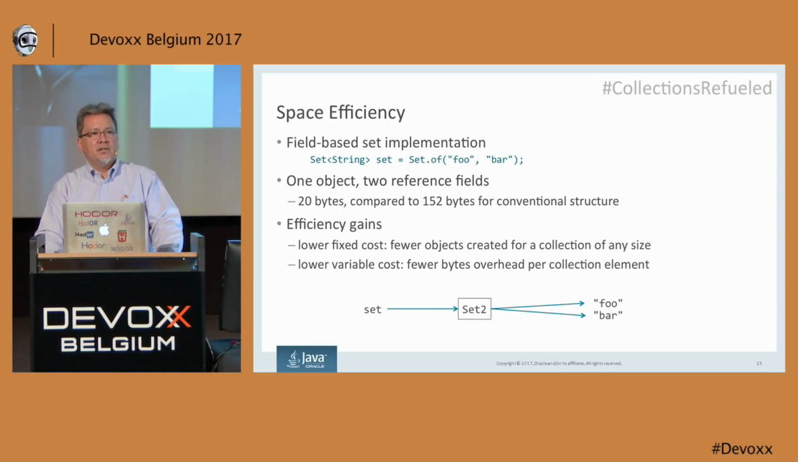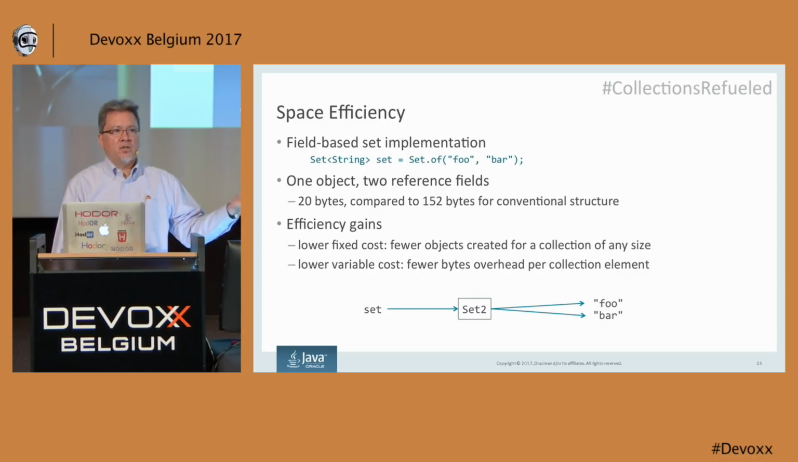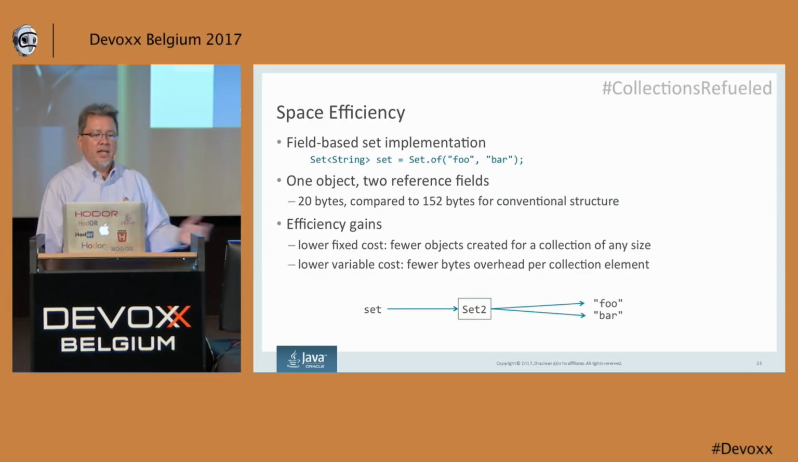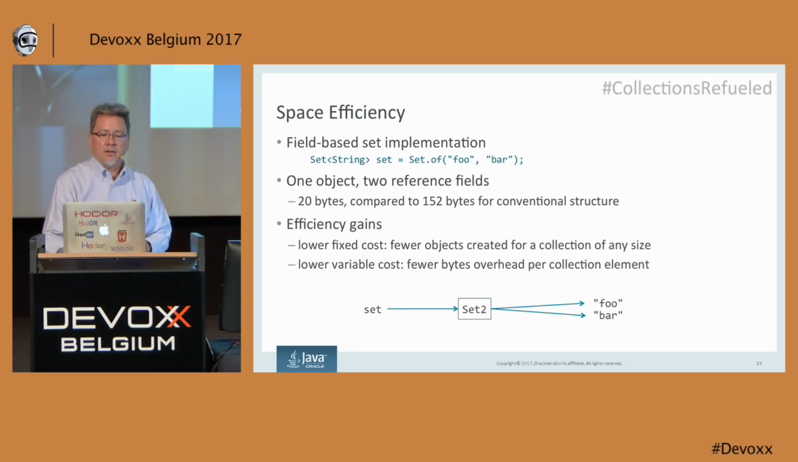can do a similar analysis. Here, this uses the field-based implementations. So a 2-element set just has 2 fields, and so that only takes 1 object, and those are references to the set element. If you add that up, then the space consumed by a new set created using set.of takes only 20 bytes as compared to 152 bytes for a hash set.